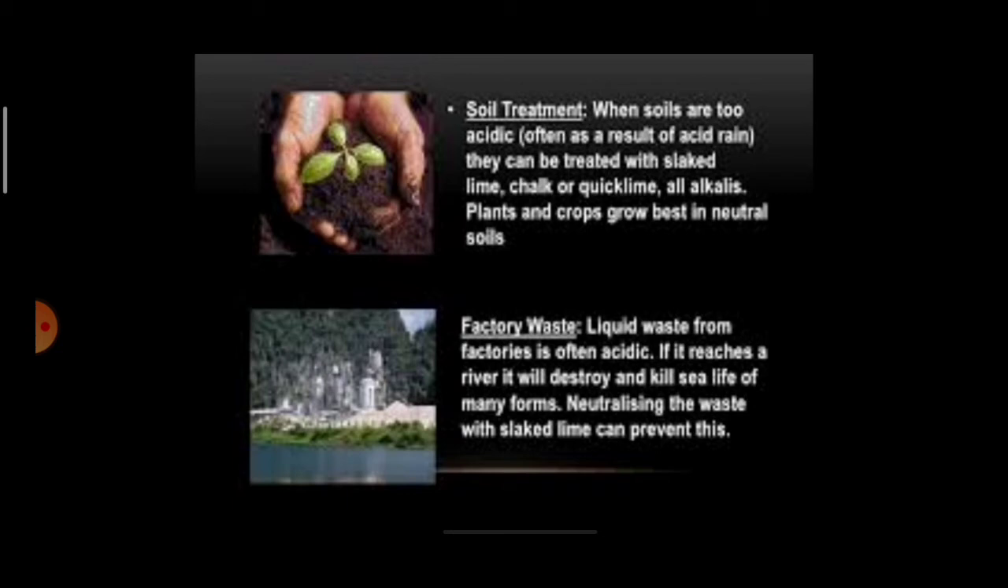The next importance of neutralization reaction is treatment of factory waste. This reaction can be used in the treatment of factory waste. Liquid waste from factories is often acidic in nature. If it reaches the water, it will destroy and kill sea life. Neutralizing the waste with slaked lime can prevent this. That means to avoid pollution of the rivers from factory waste, which is acidic in nature, we will add some base.